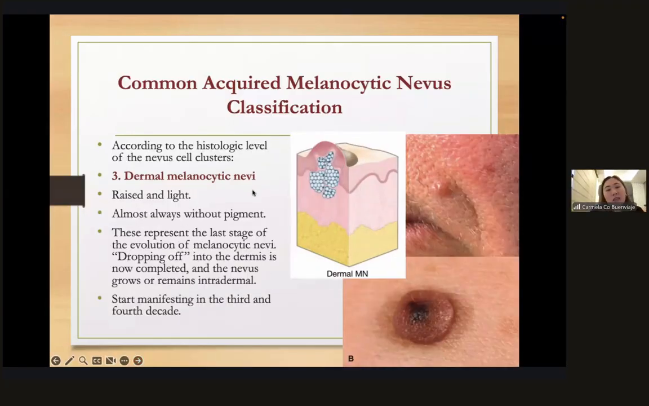Okay, then eventually, these nevi can become dermal melanocytic nevi. So at this stage, they are already light-colored and raised. They are almost always without pigment or with light pigment only. These represent the last stage of evolution of melanocytic nevi because here the dropping off into the dermis is now completed and the nevus grows or remains intradermal. So it's mostly in the dermis already, in a deeper layer. So this one is usually seen in patients in the third or fourth decade of life.